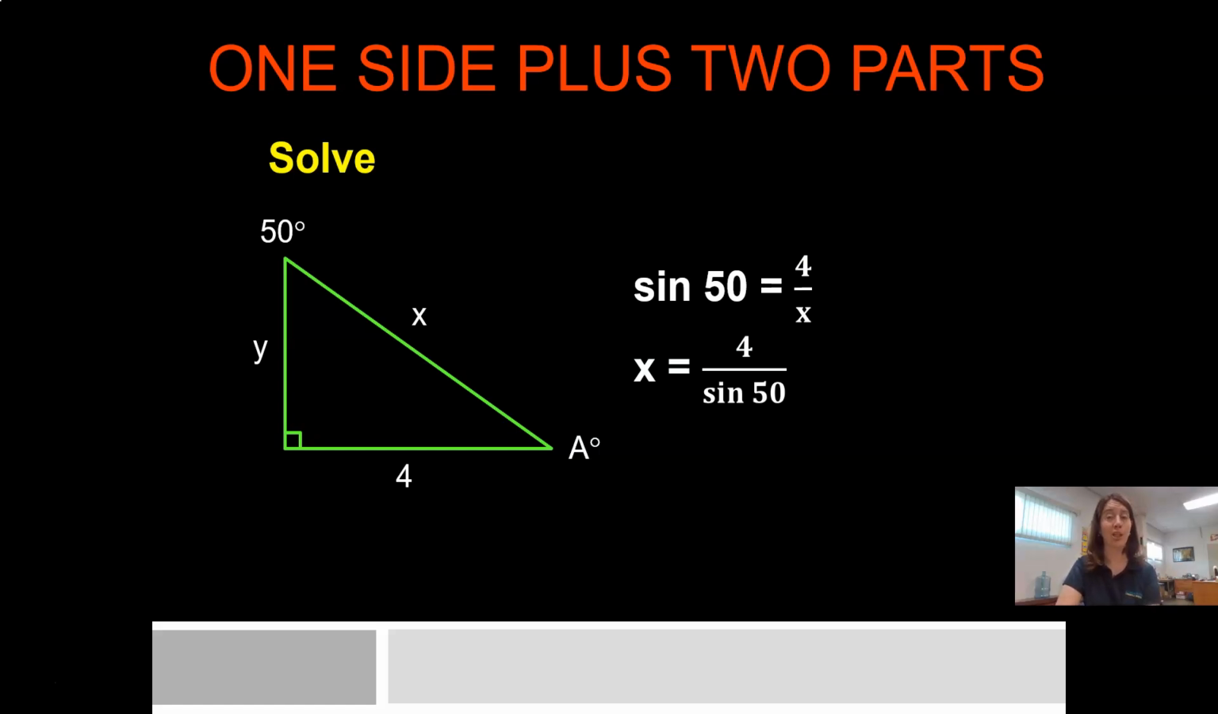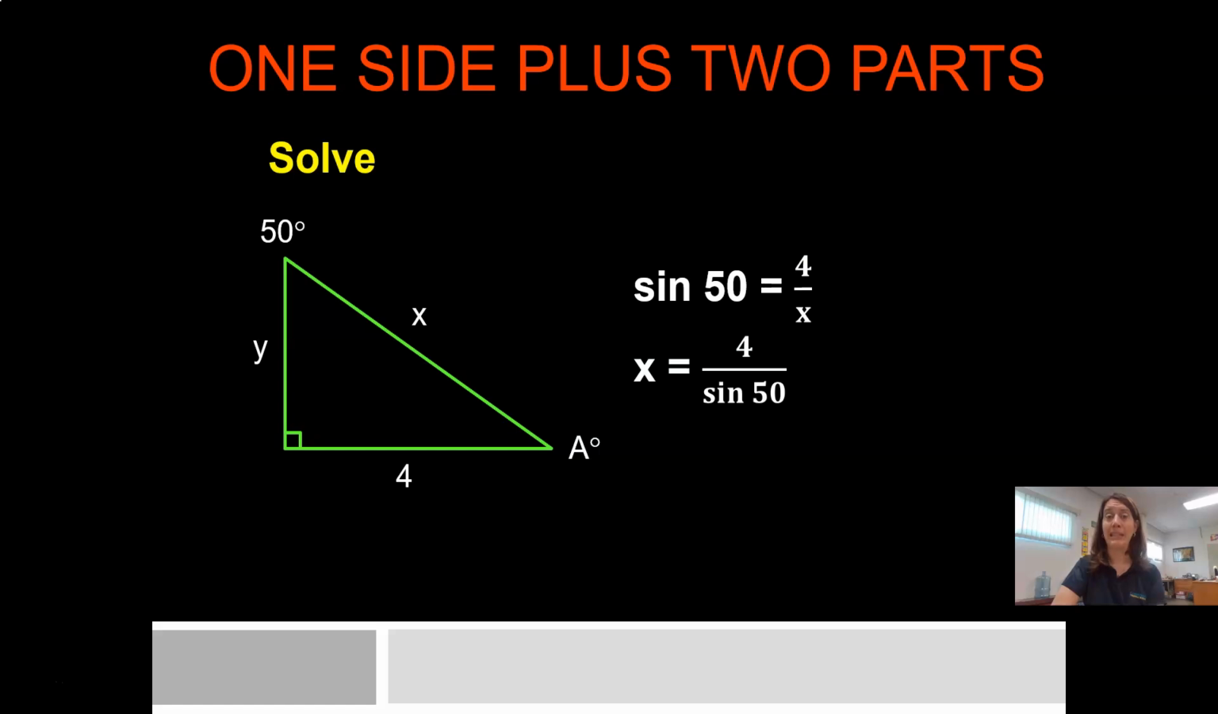Now, if you don't remember that shortcut, what you're technically doing on that previous problem is you would multiply the X out of the denominator. So it would say X sine 50 equals 4, and then you would divide the sine 50 over to get the X all by itself. And that's the equation that I have up here on the screen, of 4 divided by sine 50.